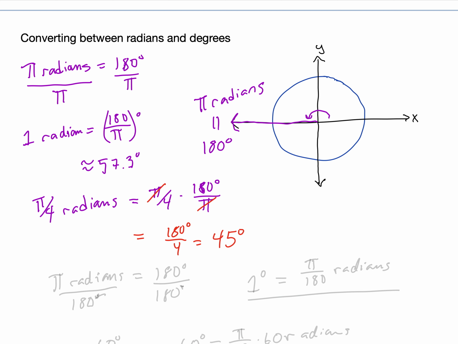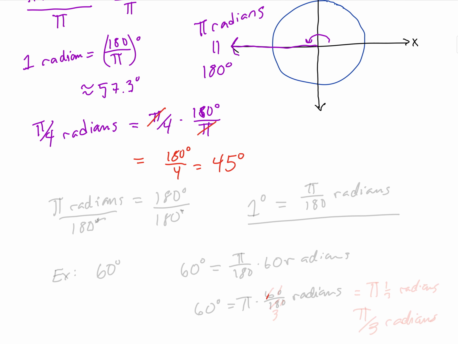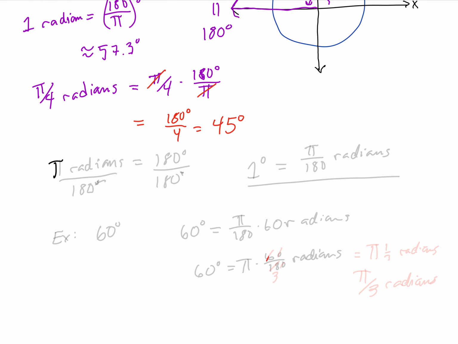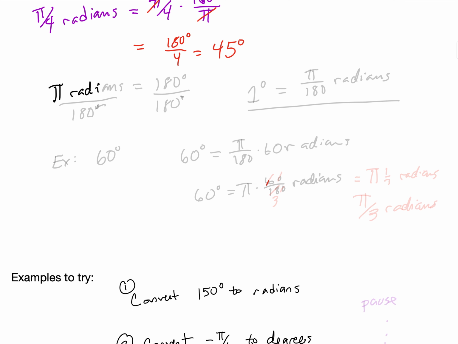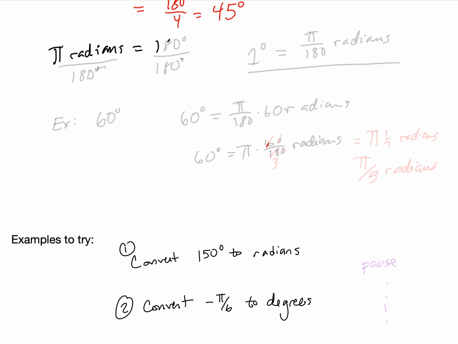Our pi's will cancel out. Similarly, we can go backwards. Since pi radians is equal to 180 degrees, if we want to convert the other way, we can divide both sides by 180. And that means that 1 degree is equal to pi over 180 radians.